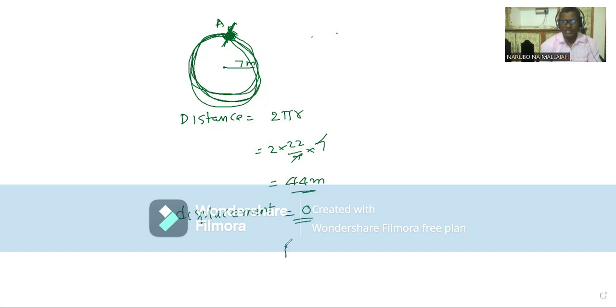Distance won't be zero, but displacement can be zero. Sometimes displacement becomes zero, but distance must not be equal to zero. It has a certain value. But displacement in some cases we get zero. In this case, displacement is zero.